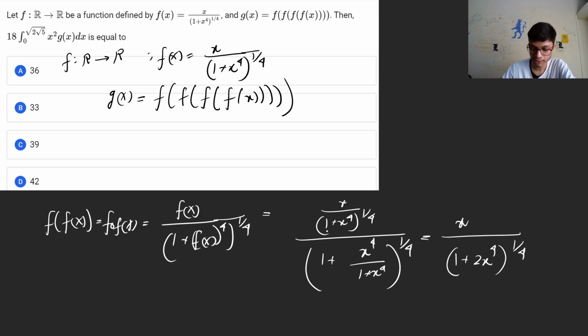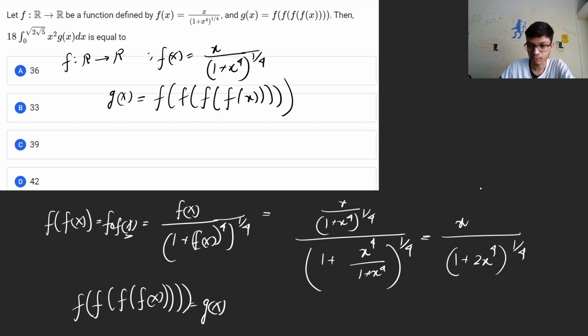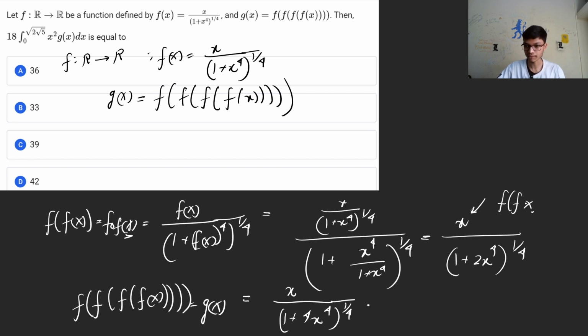Okay, now similarly you can do another thing, that is, now in f of f of x, instead of x you put again the same thing, that is f of x, and that's how you get to the g of x result. Okay, so in place of x you put the value again, that is x divided by 1 plus 2x to the power 4 whole to the power 1 by 4. So that simplifies the result, and this is going to be coming out as x whole divided by 1 plus 4x to the power 4 whole to the power 1 by 4. So you can simplify this particular result on your own, and in place of this particular x you put f of x.